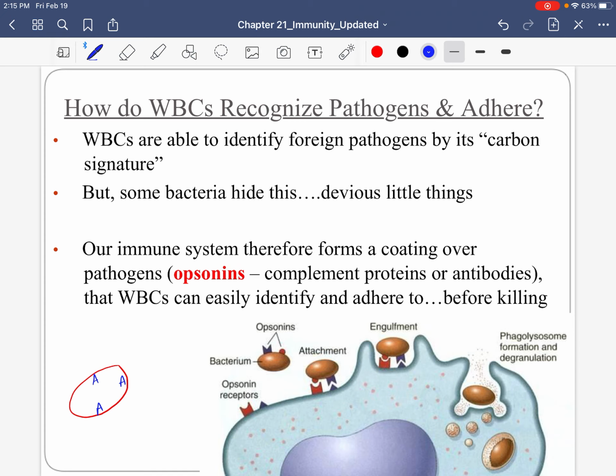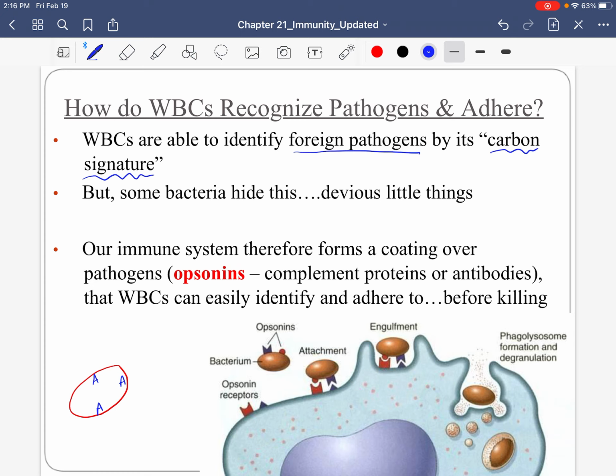So one of the ways, and we're going to talk about other ways later in this chapter, that our body is able to recognize what's foreign, in particular, a foreign agent, a bacteria or virus, is that it has what we call a carbon signature. The way that it's molecularly designed forms kind of like a fingerprint in a human, or a carbon signature.